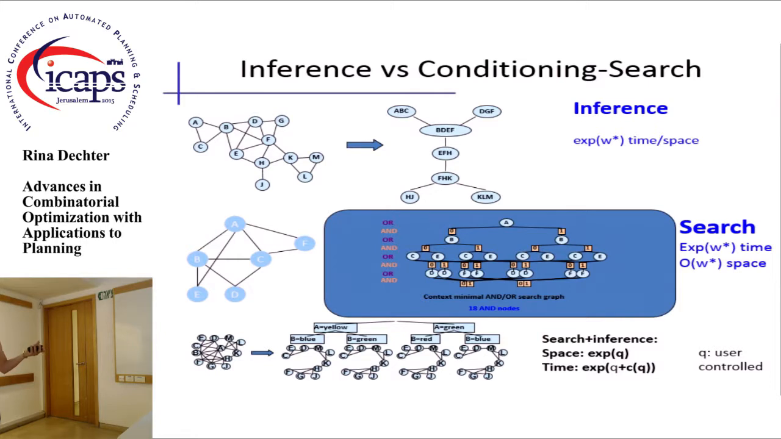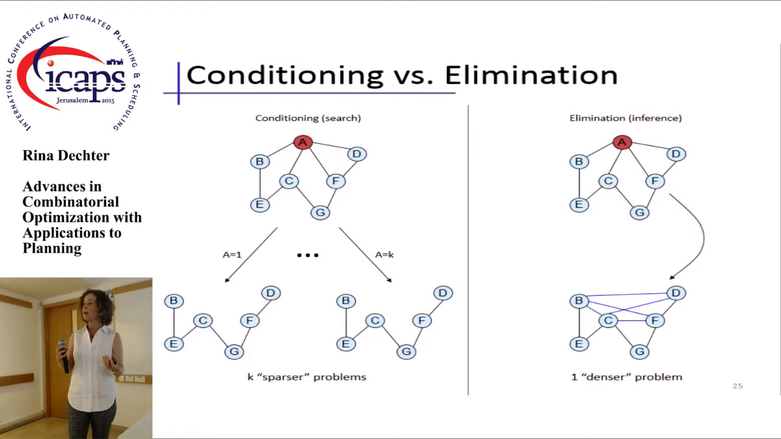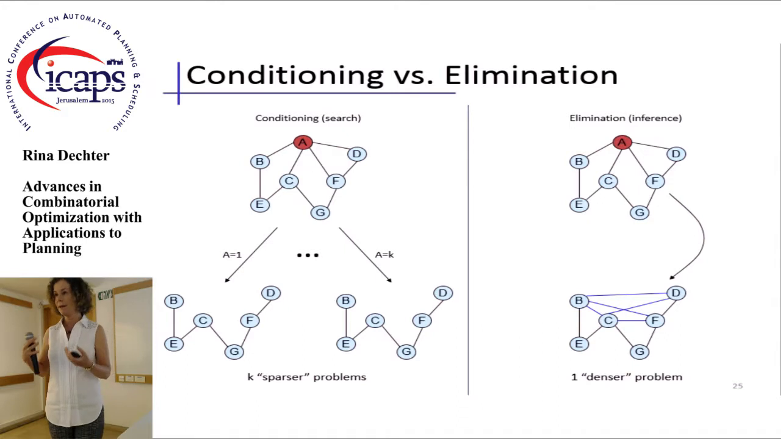These are the exact algorithms. And on top of that, we can now relax certain properties and do approximation, thinking of approximation as approximating inference, approximating search, and doing a variety of hybrids. And just before I conclude this introductory part, it's interesting to observe what search and what inference do to the graph when we are manipulating the problem.